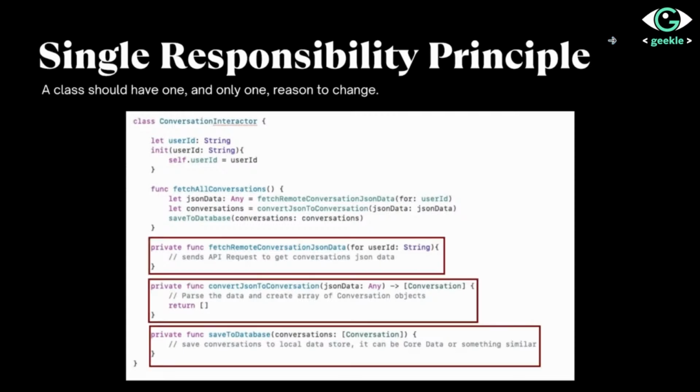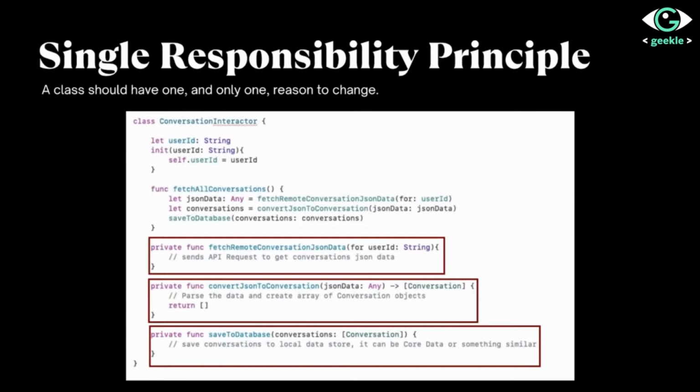It has three responsibilities. First, get the conversation data from the API. Second, parse and create conversation structs or objects from the API response. Third, save the conversation array to a database, either Core Data or something else. If we have implemented NSURLSession for getting JSON data from the API, JSON serialization for parsing, and a Core Data stack for saving to the database, this class becomes a huge monster.